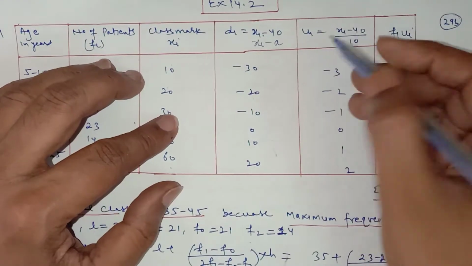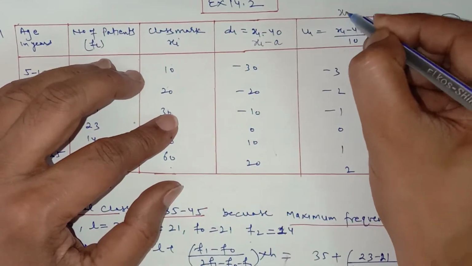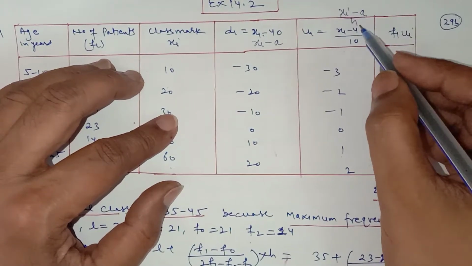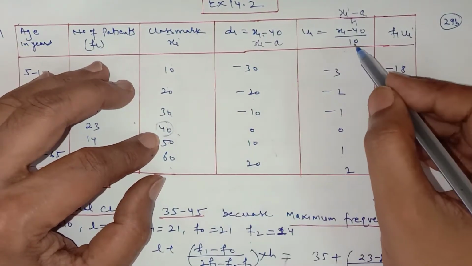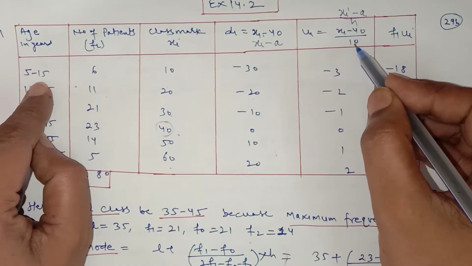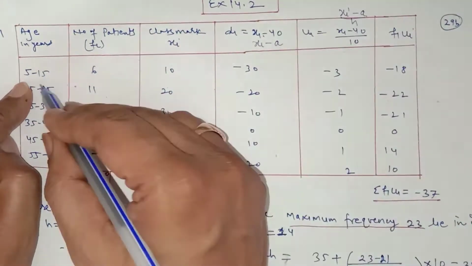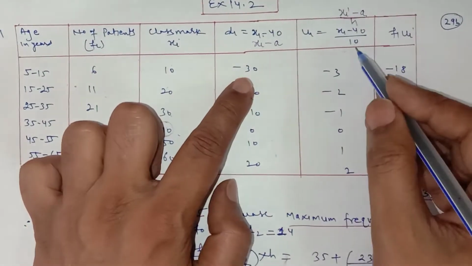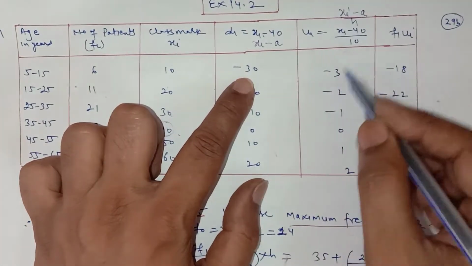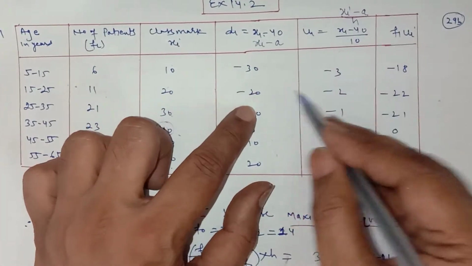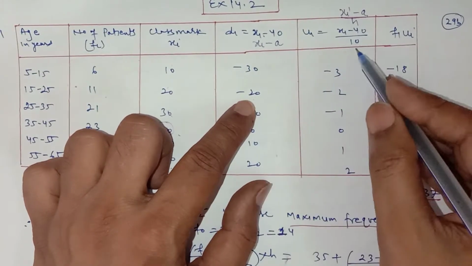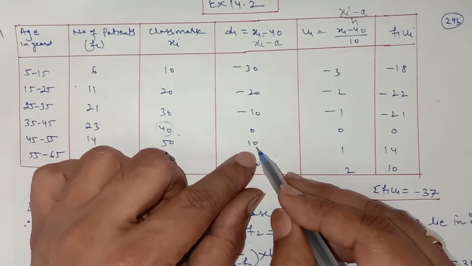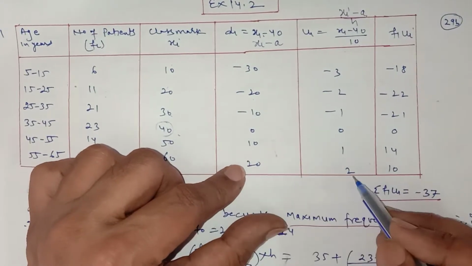Then ui is (xi minus assumed mean) upon class size, where a is already taken equal to 40, and h is 10, which is the class size, that is (upper limit minus lower limit). So you have to divide this column by h: minus 30 divided by 10 is minus 3, minus 20 divided by 10 is minus 2, minus 10 divided by 10 is minus 1, 0 divided by 10 is 0, 10 divided by 10 is 1, 20 divided by 10 is 2.